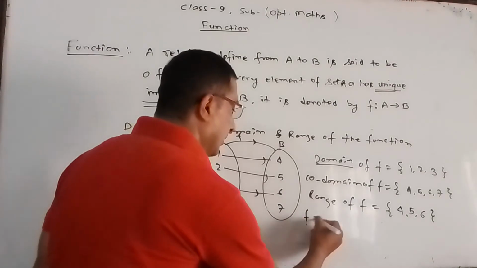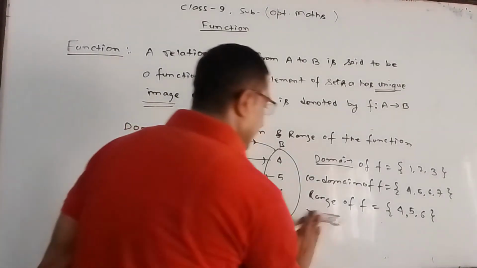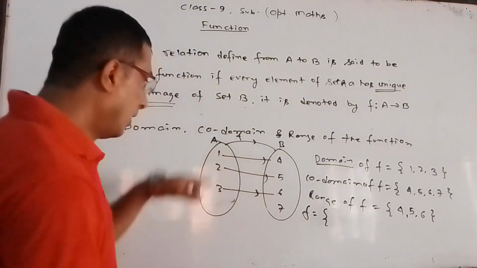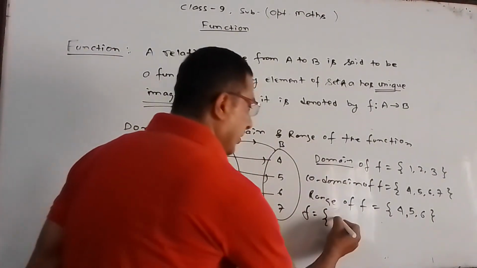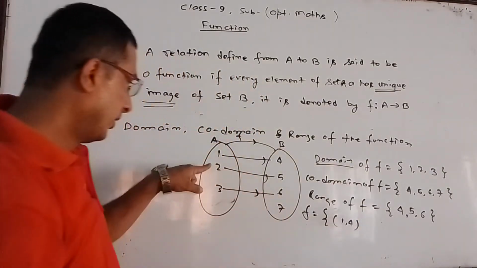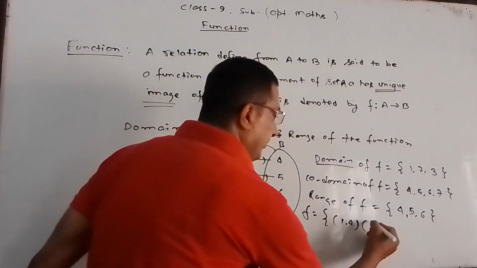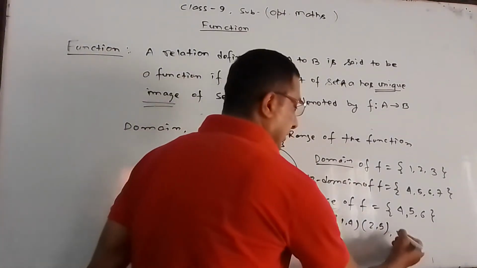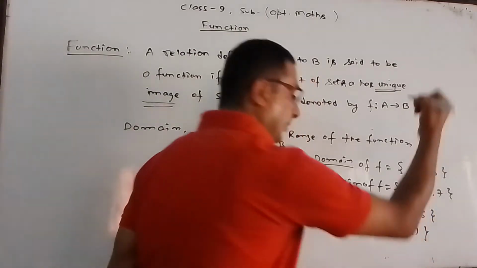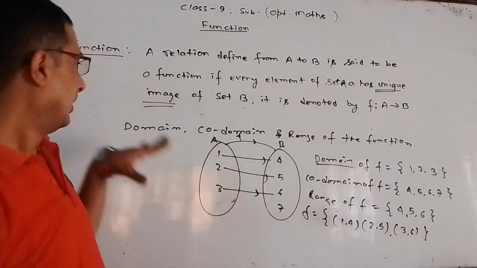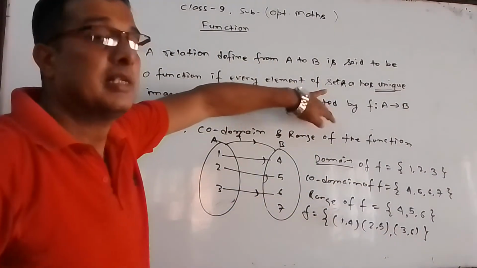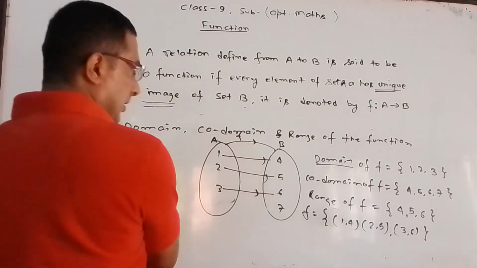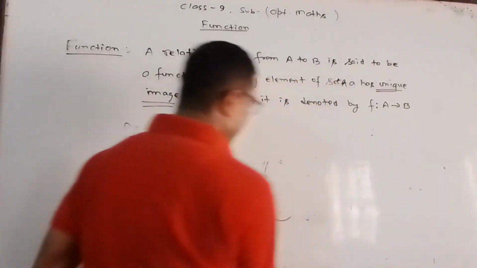And how to write the function? F is equal to, in ordered pairs, 1 maps to 4, 2 maps to 5, and 3 maps to 6. Is that clear? So that is the domain, codomain and range of the function. And another thing, the last one, I will explain.